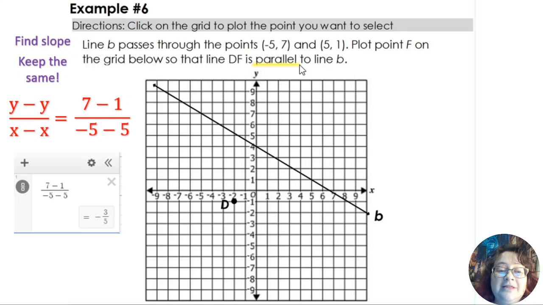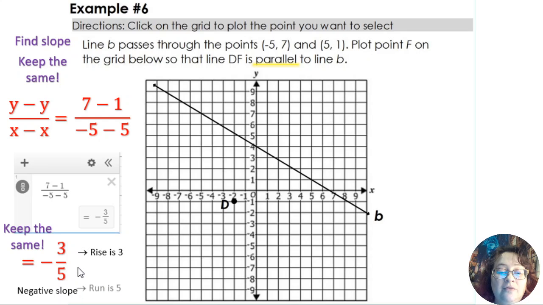I want parallel. So negative 3/5, I'm going to keep it the same. So I know I'm going to go down. It's negative slope. And then I have rise over run. So my rise is 3. My run is 5. So I'm going to start at point D. If you guys remember traveling from slope, or traveling with slope from Algebra 1, that's essentially what we're doing here.